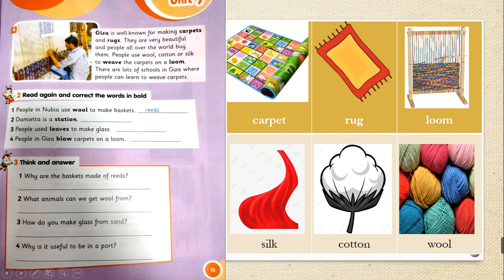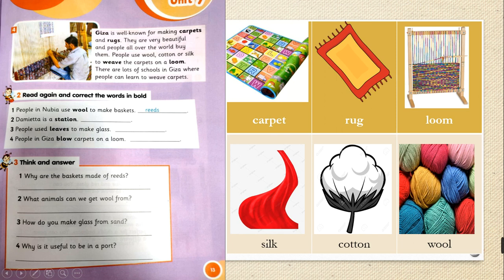Okay? Silk and cotton and wool. We can make fabric from cotton and we can make fabric from wool and from silk also.